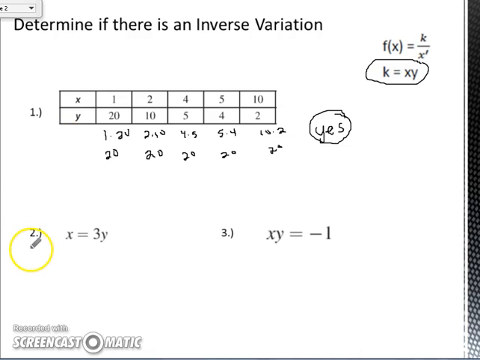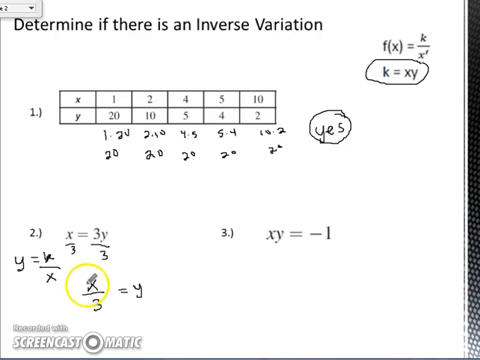Moving on to question number 2, when we want to look at the equation, we want our equation to look like y equals k divided by x. So looking at this equation right here, we have x equals 3 times y. We want our y to be by itself. So I would first try rearranging this so that we're dividing by 3. So we end up with x divided by 3 equaling y. And we want to determine if that matches this equation.